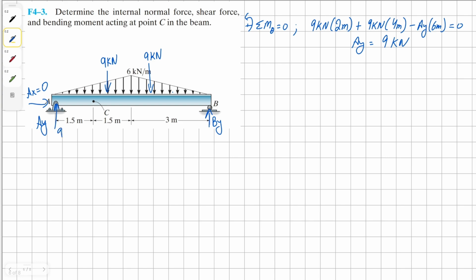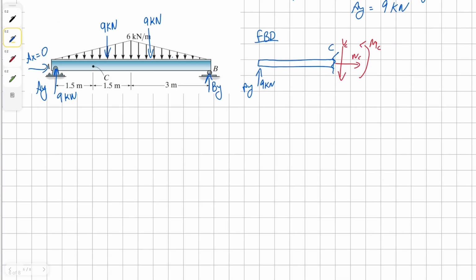Now that we have our solution for AY, we can draw the free body diagram of the beam section at C. And as I said earlier, we're going to use the leftmost side for C. So we're just going to have one external reaction force of 9 kilonewton. And then we're going to have our shear force at C, our normal force at C, and our moment at C. So we can first sum the forces in y direction in order to find our shear force.